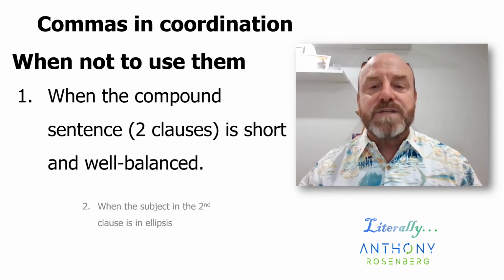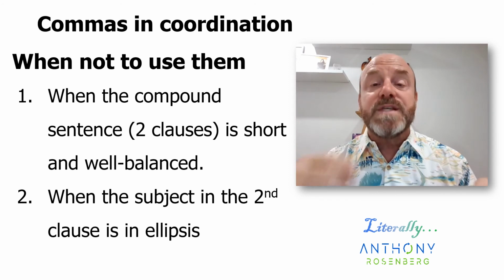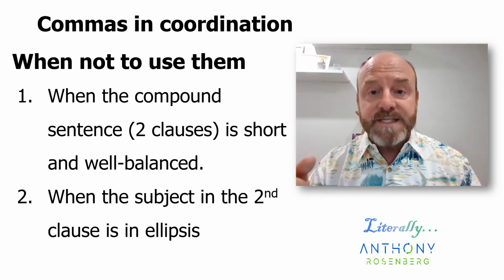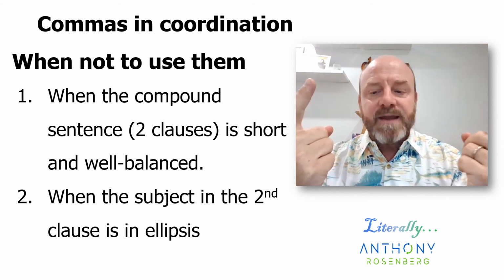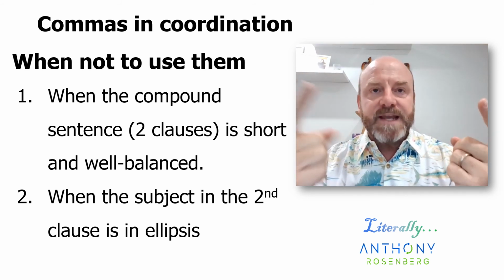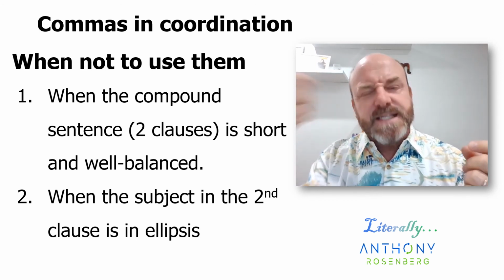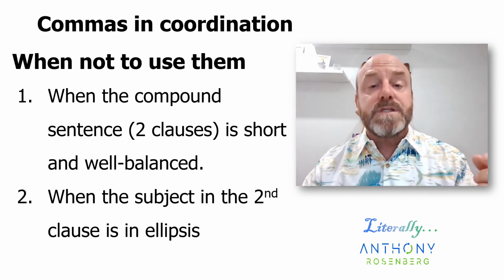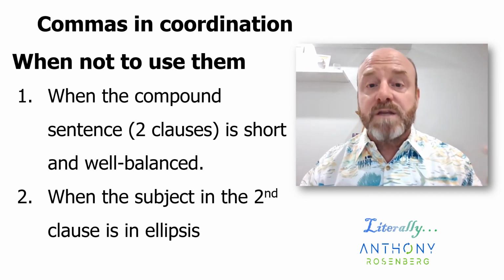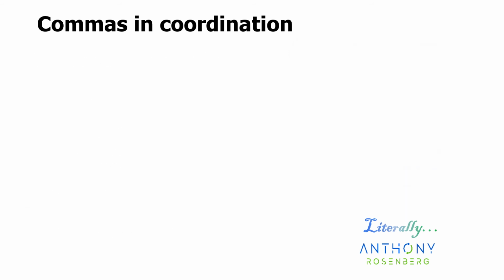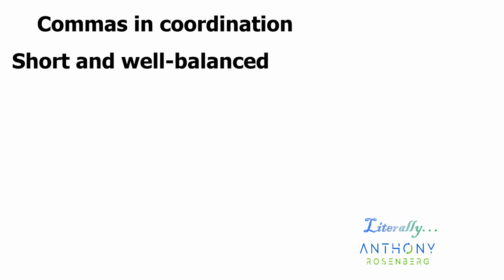The second reason is when the subject in the second clause is in ellipsis. Now, you may remember my example with corn again. I eat corn, first subject. I don't eat it every day. So the second subject, the subject in the second clause, right? When that one is in ellipsis, we tend not to use the comma. There's logic to that, and I believe that that's a clearer one to understand. The first one is a bit subjective, and we're going to look at that. Short and well balanced. What's short for you may not be short for me. What's well balanced for you may not be well balanced for me.